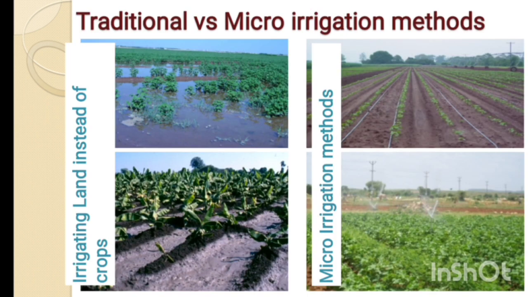Then, comparison of traditional and micro irrigation systems. In traditional irrigation system, we irrigate the land instead of crops. But in micro irrigation system, we can supply water directly to the root zone. So compared to the traditional method, micro irrigation method is more efficient.